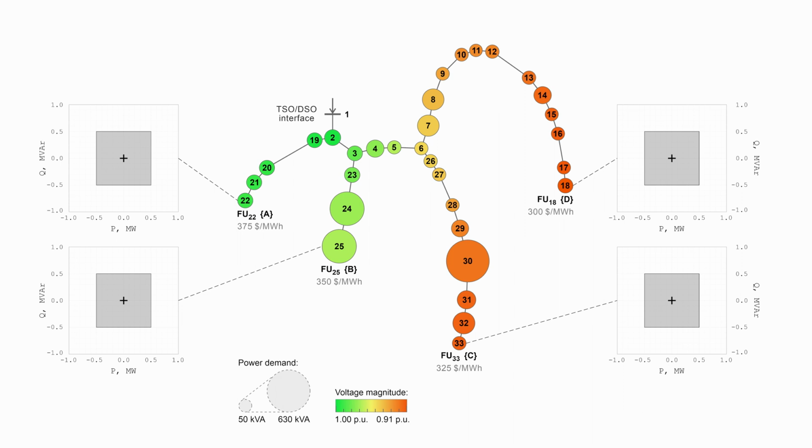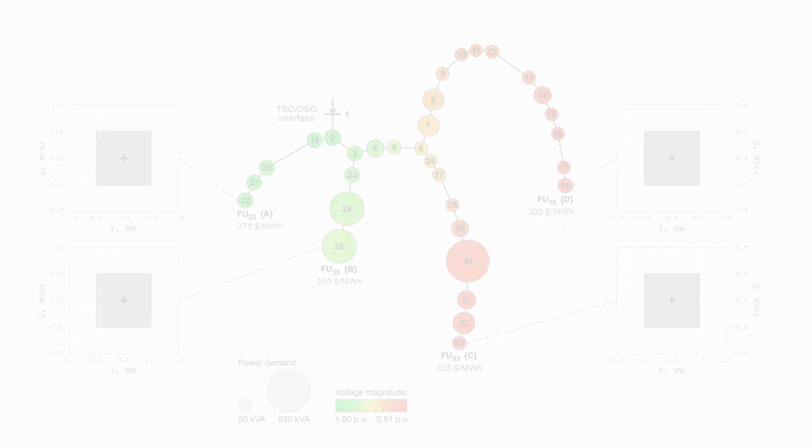Now, the only thing that is different about these units is their cost functions. So again, as you can see in this picture, we assign different costs for flexible power regulations for these units. Flexible unit D, located at bus 18, is assumed to have the cheapest flexible power. And you can see here that its flexibility cost function is $300 per megawatt hour. Then we have more expensive unit C, $325 per megawatt hour, unit B, $350, and the most expensive unit A, $375 per megawatt hour.